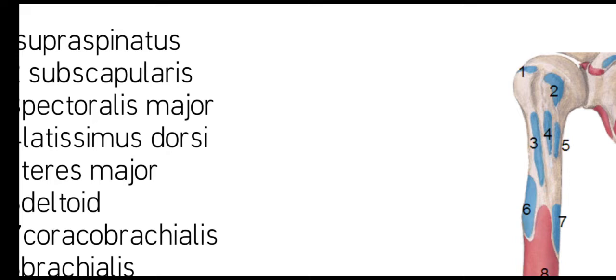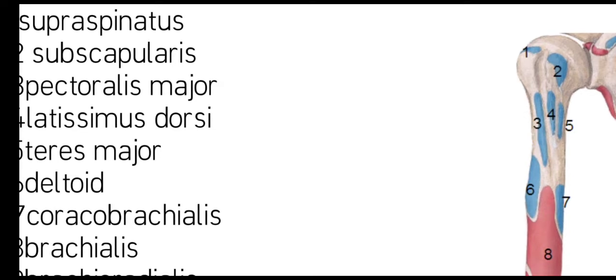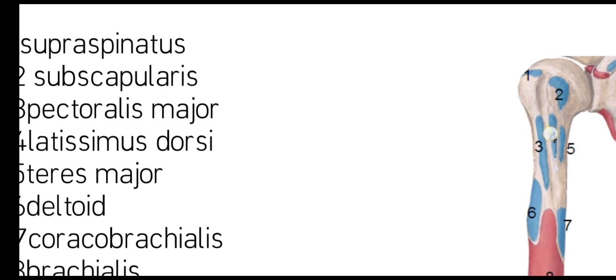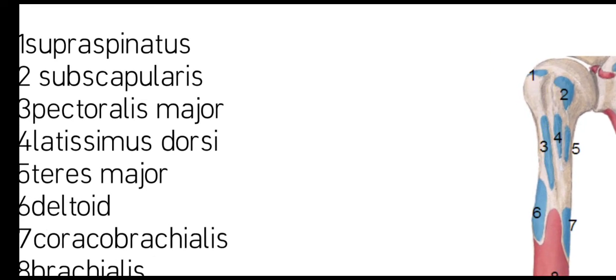The next muscle that comes is the pectoralis major, that is inserted laterally to the intertubercular sulcus or intertubercular groove, whereas the latissimus dorsi is inserted on the floor of the intertubercular sulcus below the lesser tubercle. Teres major is present medially to this intertubercular sulcus. This is the intertubercular sulcus.